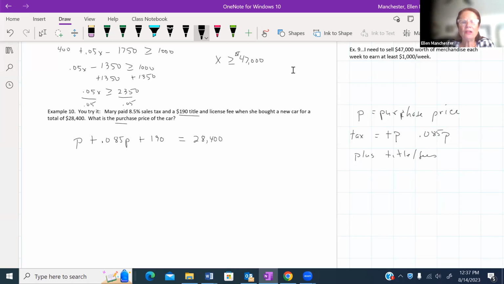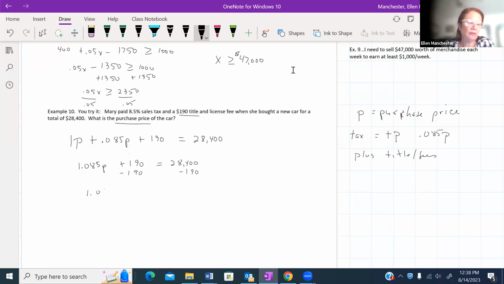The total is $28,400. The question is, what's the purchase price? So we're looking for P. The price of the car, plus the tax on the purchase price, plus any fees was a total of $28,400. It's just a matter of adding like terms. Remember, this is a 1P. So 1 plus 0.085 is 1.085P plus 190 equals 28,400. So again, two-step equation. We're going to get rid of the 190 first.